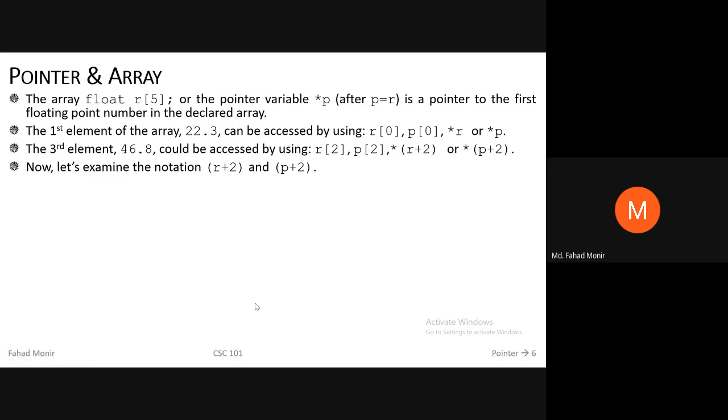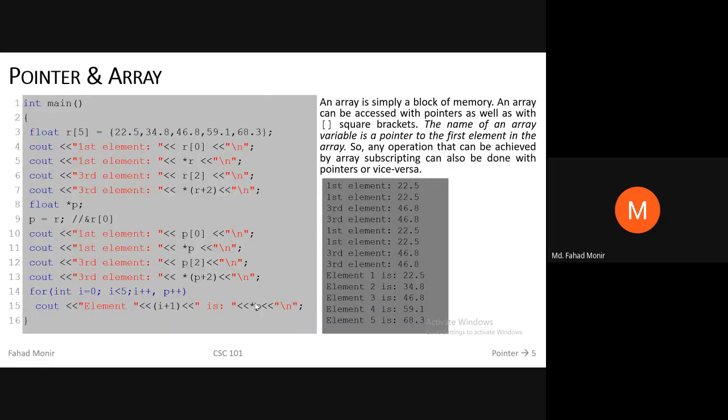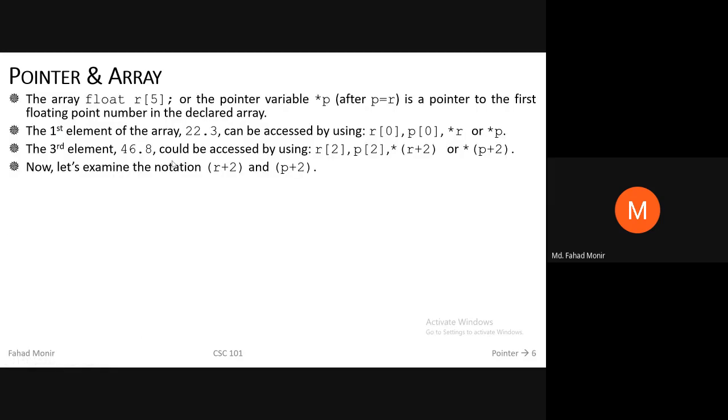We will see how it retrieves the memory addresses, and how it points to the memory address to retrieve our values. From this slide we saw what we get printed out for each expression. Now we will see how it works. Now we are declaring an array float r[5]. A pointer variable p equal to r is a pointer to the first floating point.